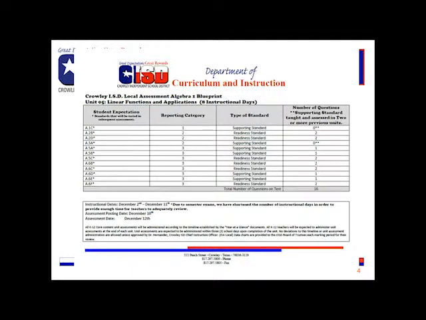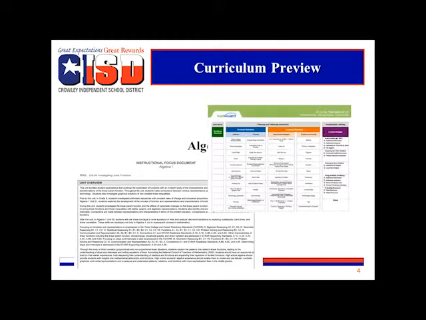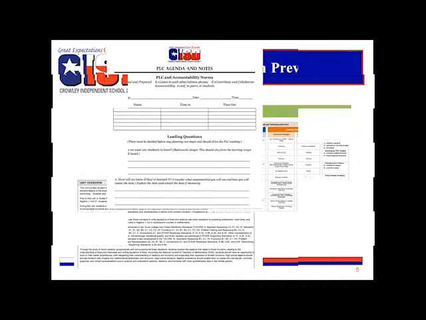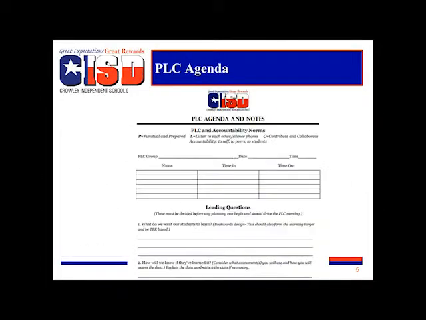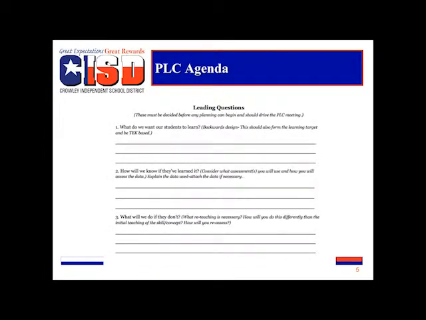For today's PLC purpose, materials teachers will need are the Unit 4 IFD, the Math PLC document, and the PLC agenda located on the CTL. Before we identify the hotspot TEK for the third 6 weeks, let's discuss the 3 leading questions on the PLC agenda page. What do we want our students to learn? How will we know if they have learned it? And what will we do if they don't?